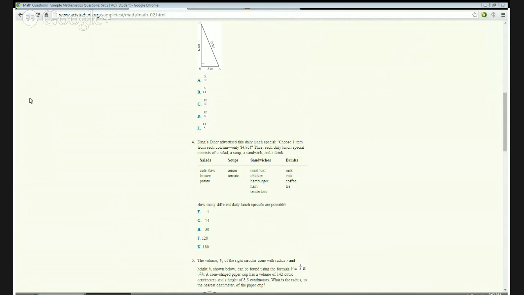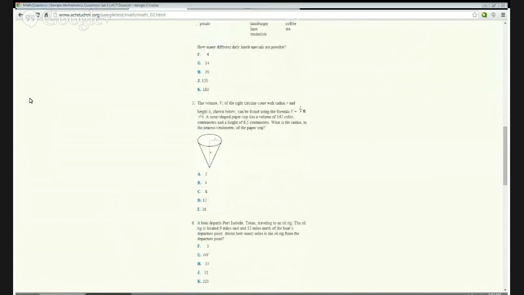We're just going to multiply how many salad choices times how many soup choices times how many sandwich choices times how many drink choices. So it's going to be 3 times 2 times 5 times 4. And when we multiply those, we get 120. That's all we have to do. So that's 120 choices. Answer J.